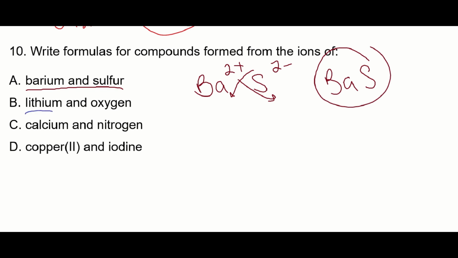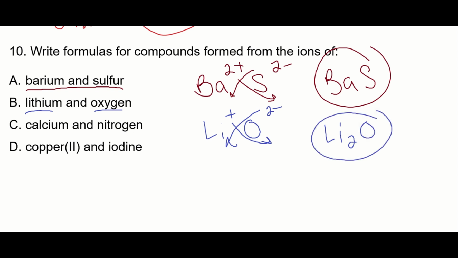Next one, lithium. Again, metal and non-metal. Lithium is in group 1. Has a 1 positive charge. Oxygen is group 16. It's going to gain 2 electrons, 2 negative. Crisscross those numbers down, and you get Li2O. Can't reduce that. There's your formula for lithium oxide.